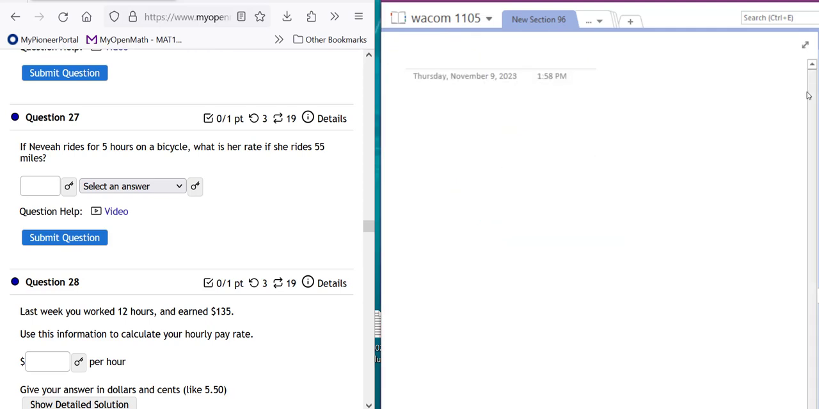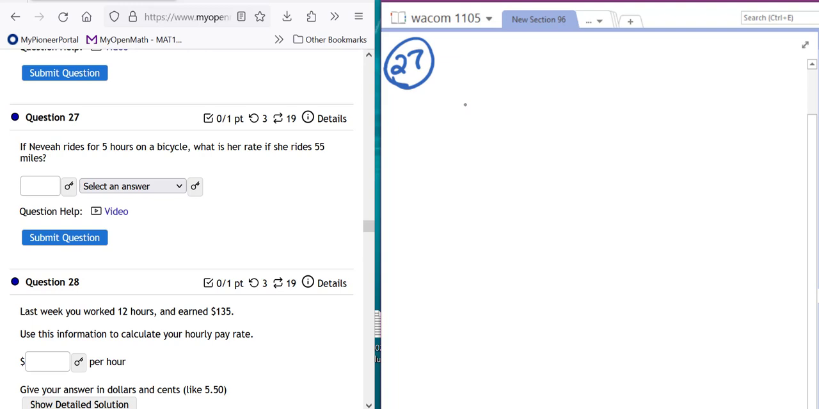Right, so you can use these proportions for word problems though. So let's look at some of those. And basically your rate on each side of the equals is going to be the same. So they're giving us one here. Nevaeh rides 5 hours on a bicycle. All right. And this one actually you're not going to solve that way. It's just asking her rate if she rides 55 miles.